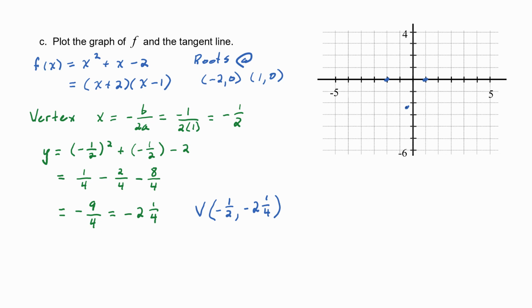We also know that it's going to go through the point (2, 4). For example, if we plug in a 2, we get 4 plus 2 is 6, minus 2 is 4. So we know it's got that point. We can draw this graph.